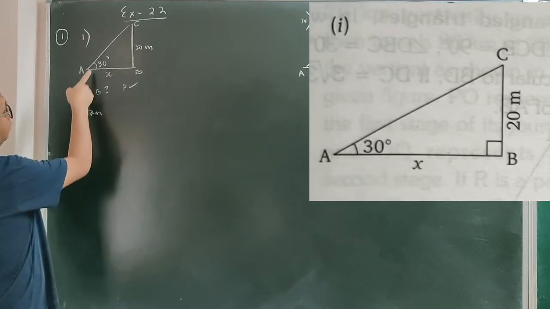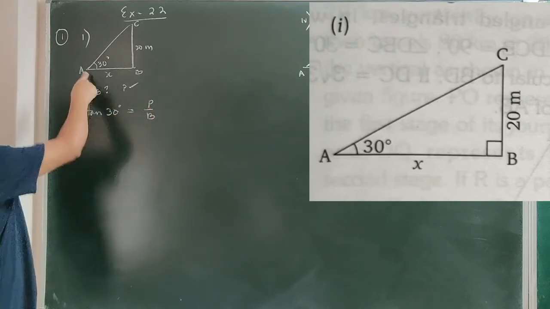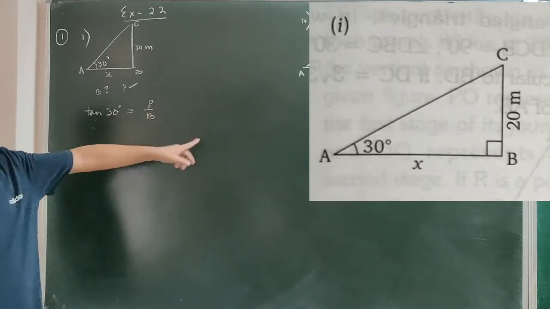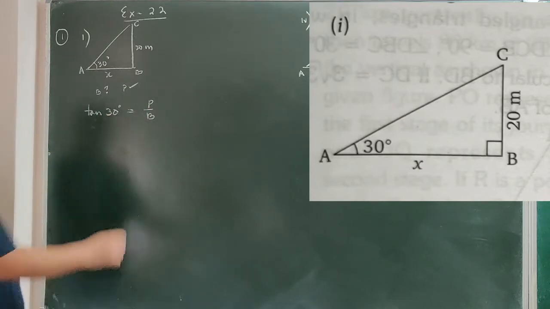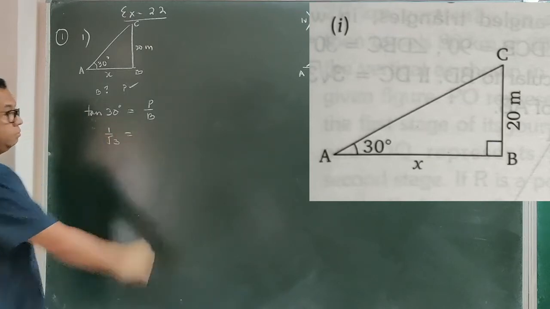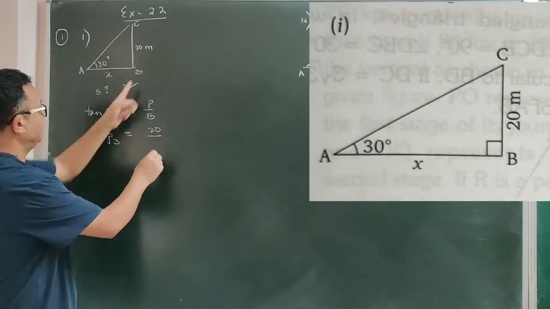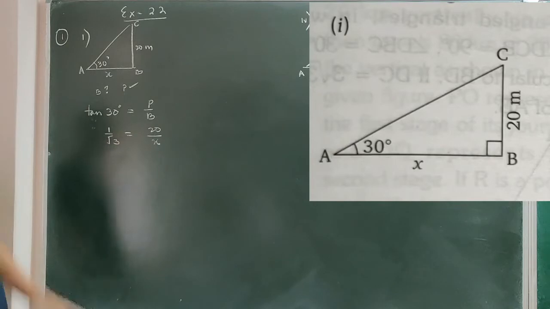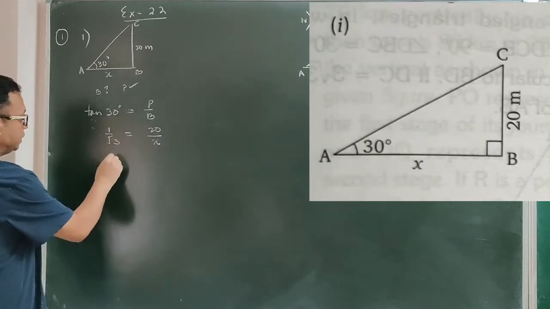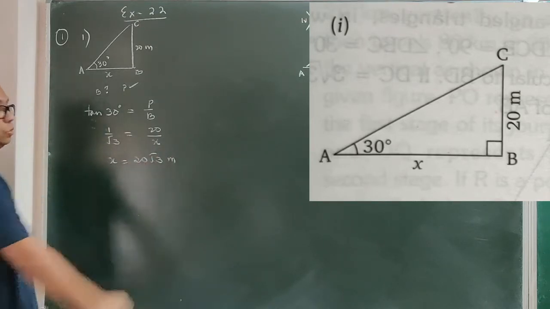So I'll write tan, what is the angle? Angle is 30 degree, perpendicular by base. So tan 30 degree, I have taken 30 because in the diagram 30 degree is given. So tan 30 is perpendicular by base. Tan 30 from the table is 1 by root 3, equal to perpendicular, which there is 20, and base is x. The question is telling us to find the value of this x. Cross multiply. If you cross multiply, x into 1 is x, and that is 20 root 3. So this is your answer, 20 root 3.